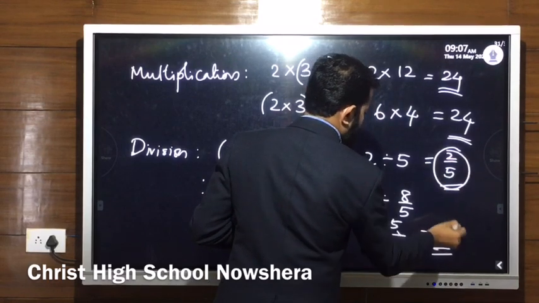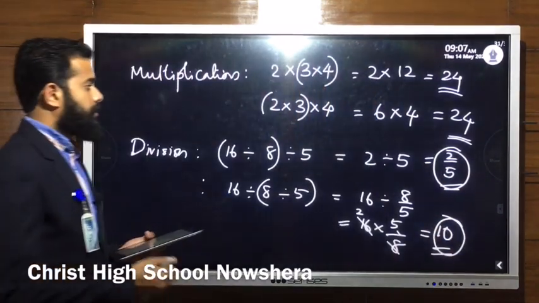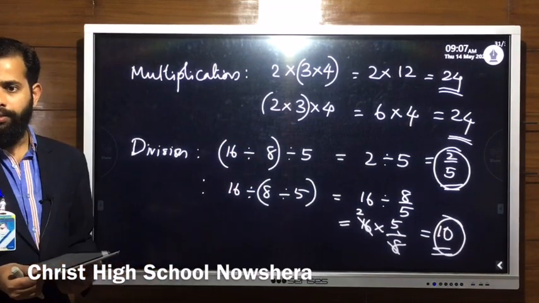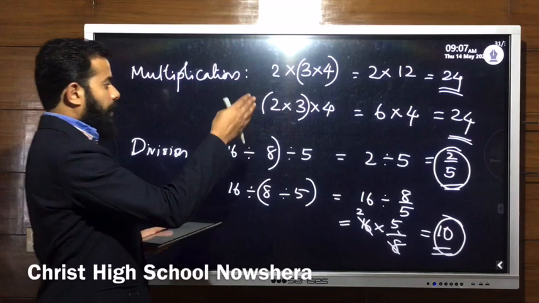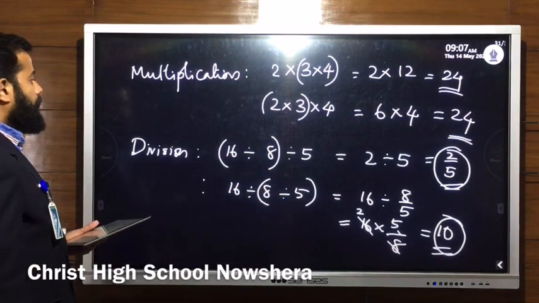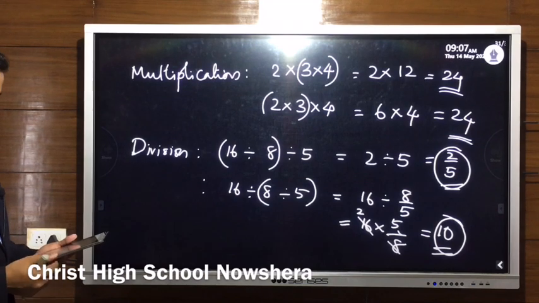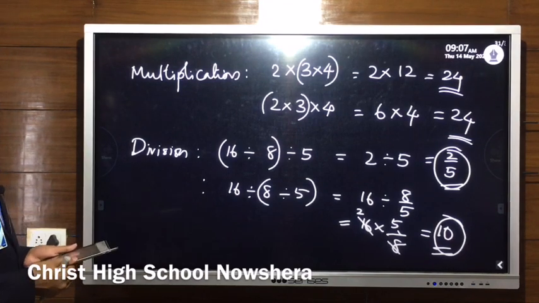We can check the final results. In the first case it was 2 divided by 5, second case it is 10. So final results are not same, so we can say that whole numbers are not obeying the associative property under division.